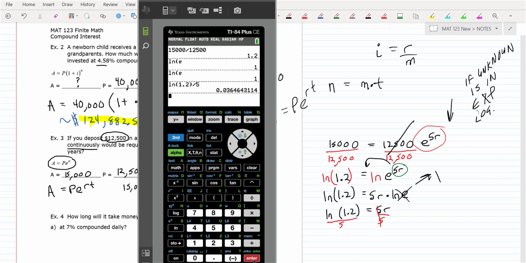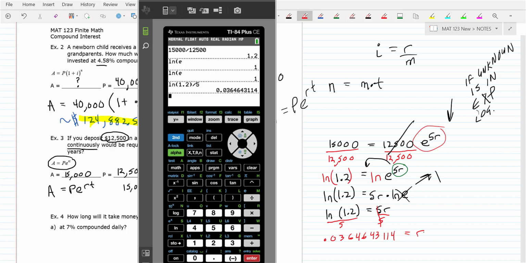A whole bunch of decimals are going to come out, so you're going to end up getting 0.036464311. We are going to round this, so that would be your interest rate like that. Now, that is what we call a decimal interest. So what if I wanted a percent interest? Then you move it to the right 2, so you get like 3.6, okay?